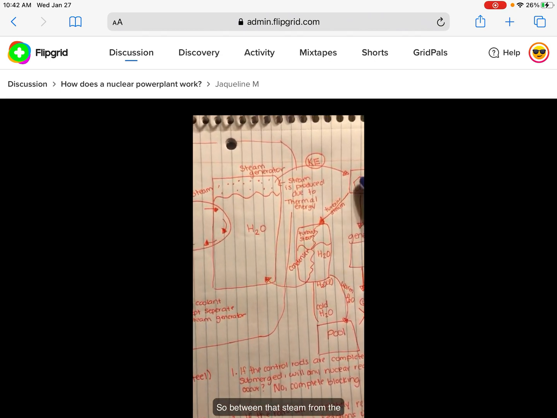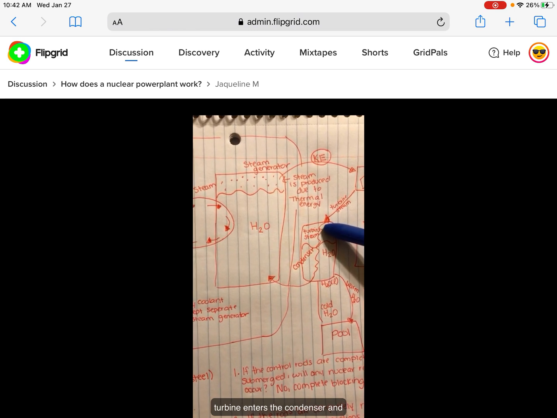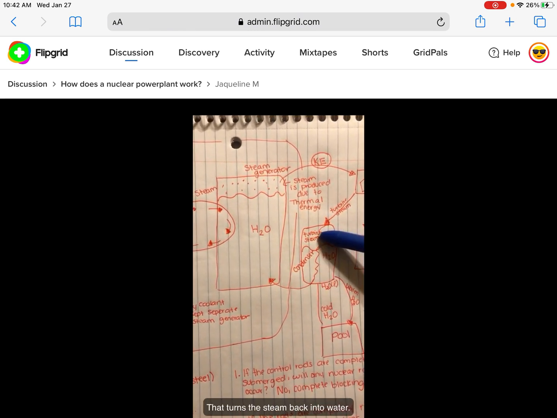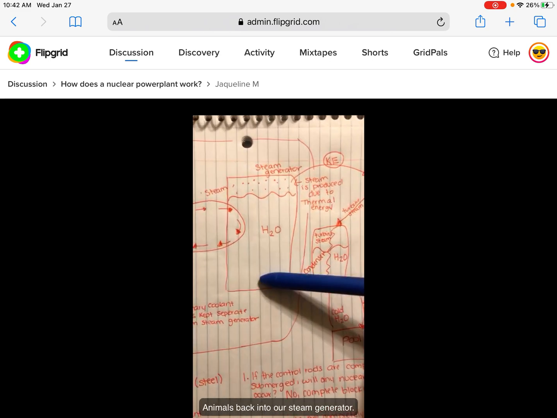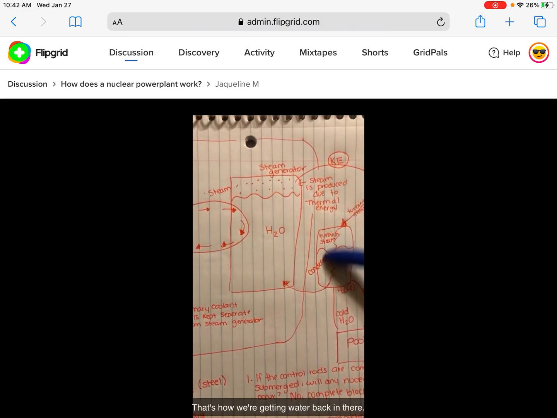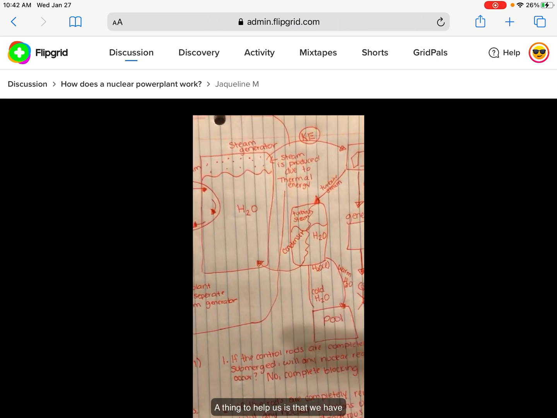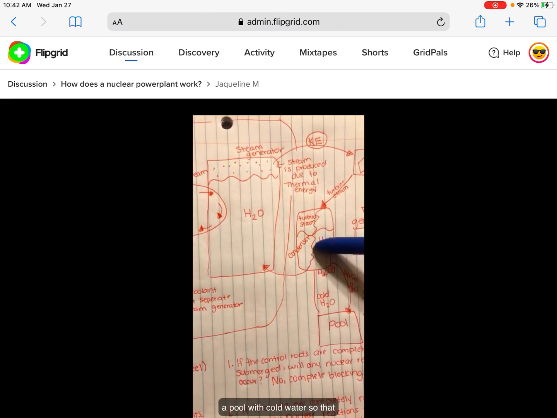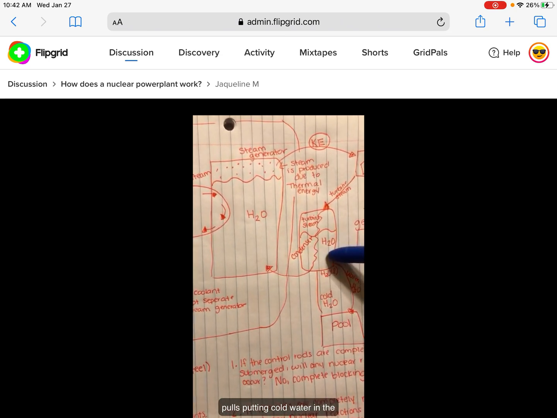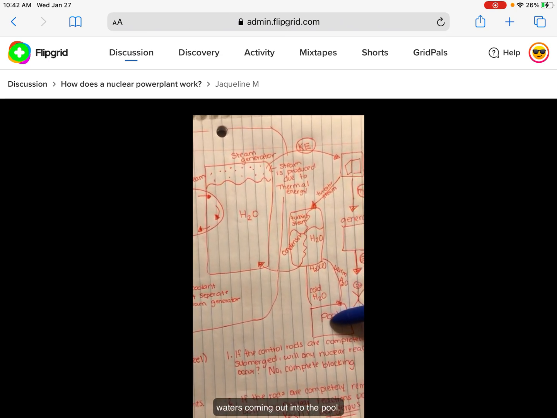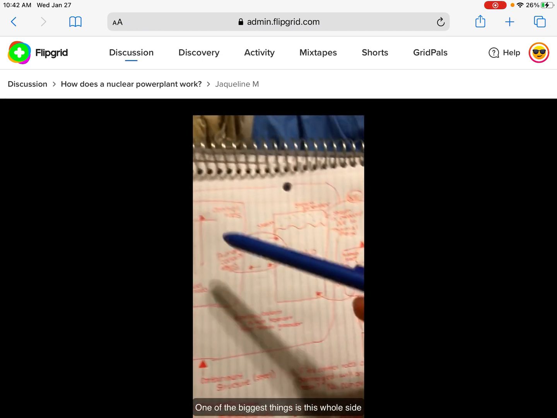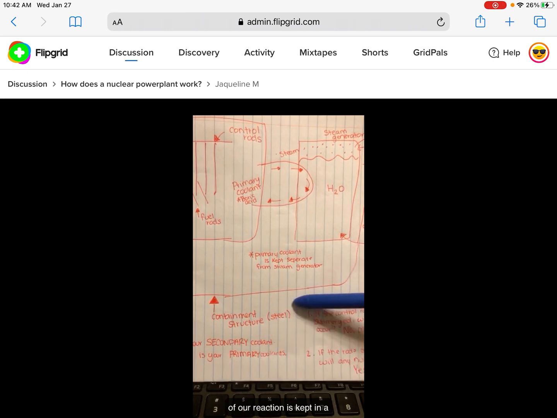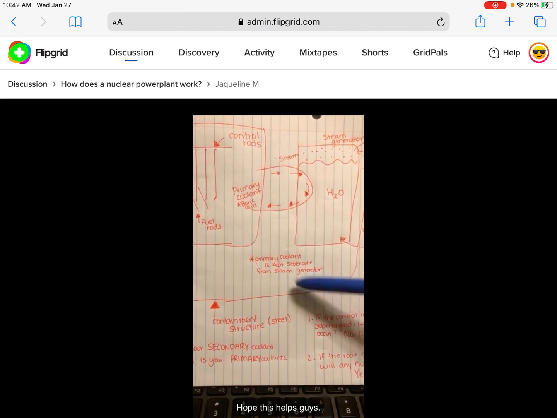So between that, steam from the turbine enters the condenser, and the condenser has water in there that turns the steam back into water, and it goes back into our steam generator. That's how we're getting water back in there. A thing to help us is that we have a pool with cold water, so that pool is putting cold water in the condenser and warm water is coming out into the pool. One of the biggest things is this whole side of our reaction is kept in a containment structure for our safety. Hope this helps, guys.